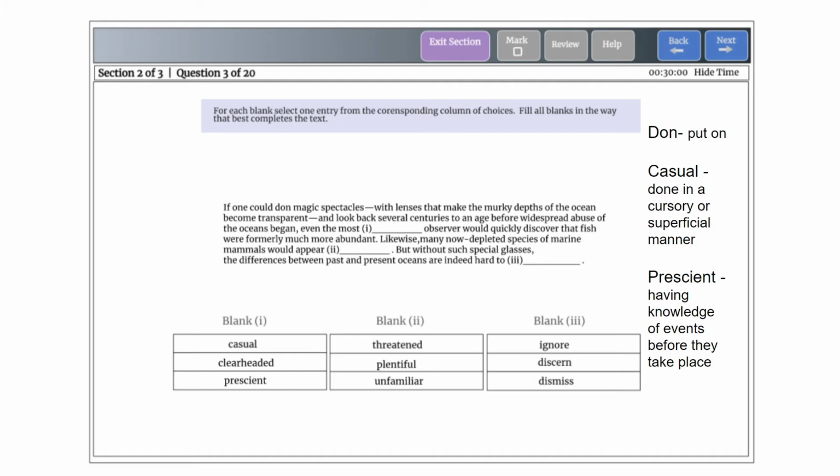So now looking at our answers, what do we have? Well, for our first blank, we have casual, right? Exactly what we wanted. Just like a normal observer, someone who's not interested, doesn't know too much about it. For the second one, we want a word like abundant, and we have plentiful. And for the third blank, we want a word like see or understand, right? And discern is right there. So we've got a good match on all three blanks.